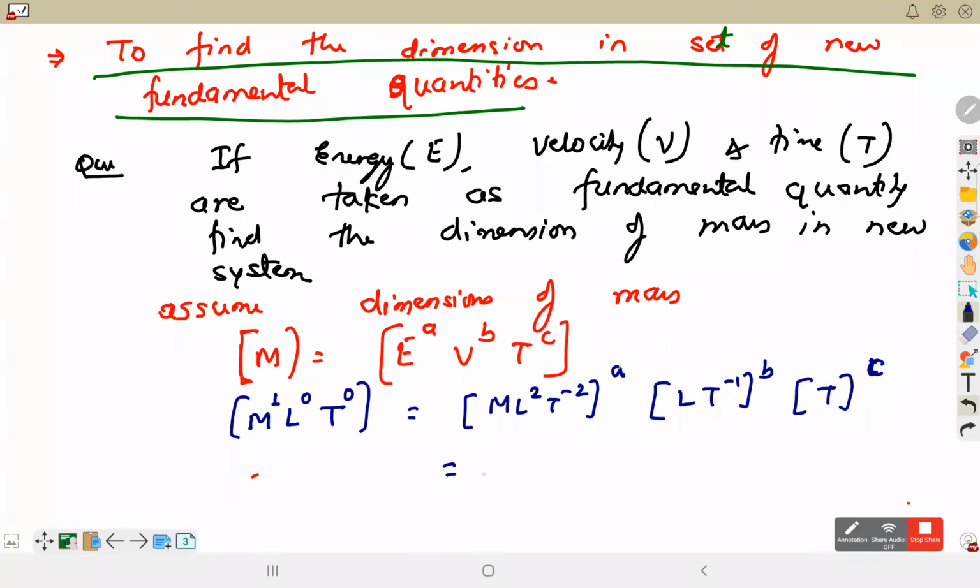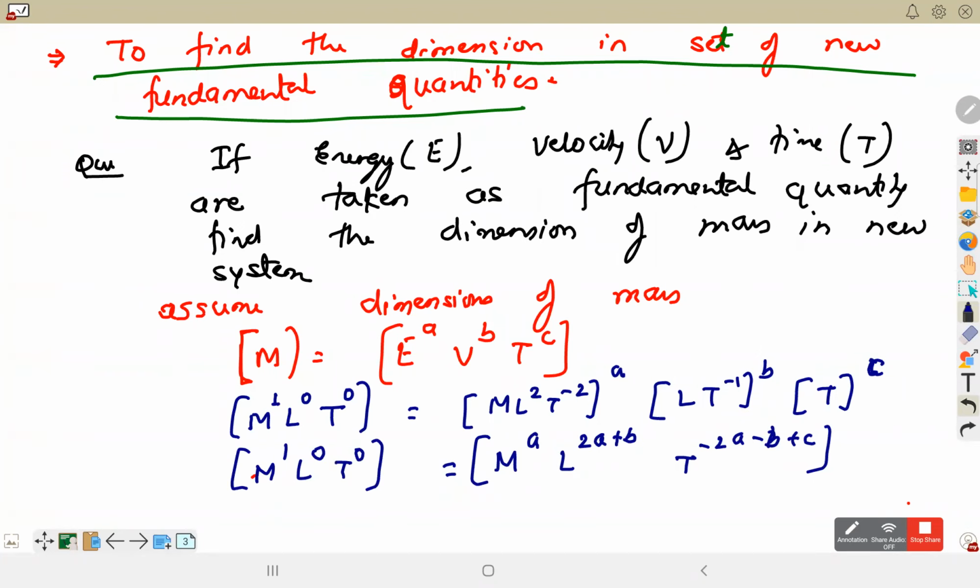So it becomes M raised to power a, L raised to power 2a plus b, and T to the power minus 2a minus b plus c, which equals M1, L0, T0. Compare the powers of both sides, find the values of a, b, and c, and again you get the new dimension.